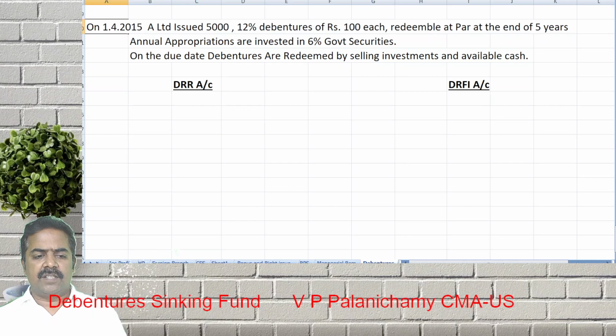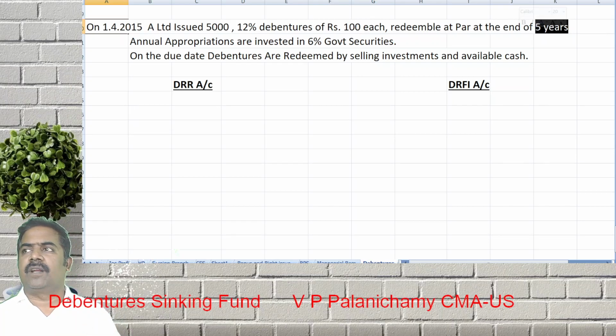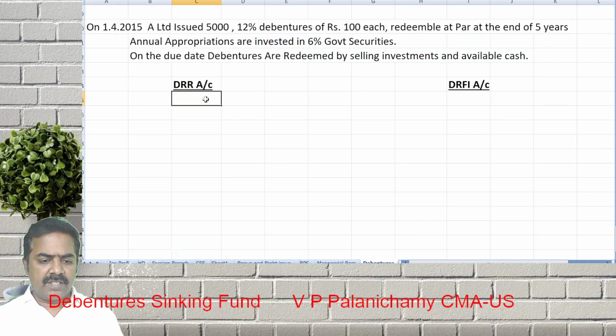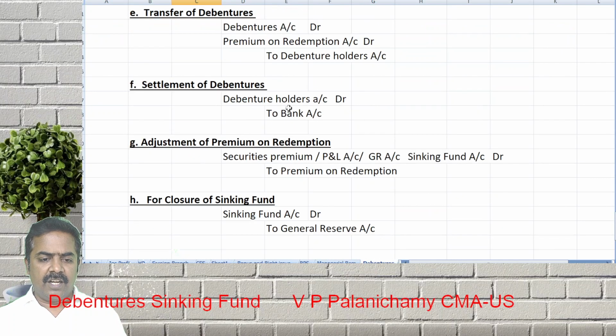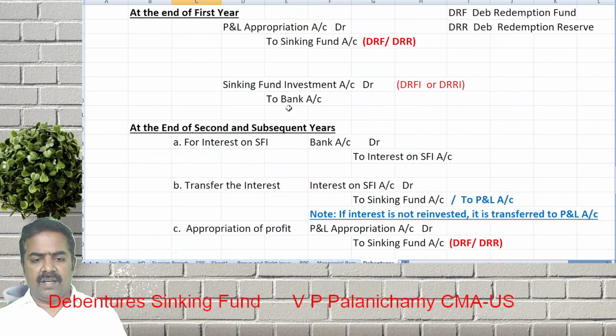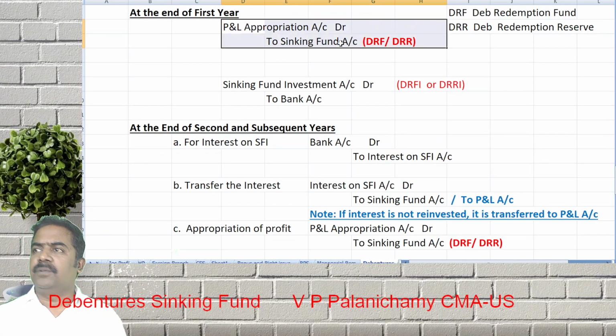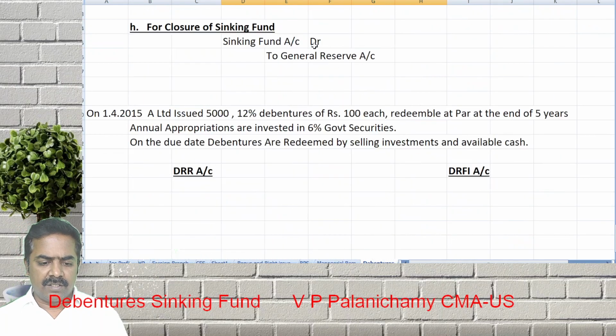When debentures are issued? 1/4/2015. How many debentures? 5,000 into 100 comes to 50,000, 5 lakhs. Repayable at the end of what? 5 years. Every year you have to take how much from the P&L account? 1 lakh, 1 lakh, 1 lakh, 1 lakh like that. So what journal entry comes in the debenture redemption reserve account? At the end of first year we will start creating. What do we create at the end of first year? P&L appropriation account debited to debenture redemption reserve account.